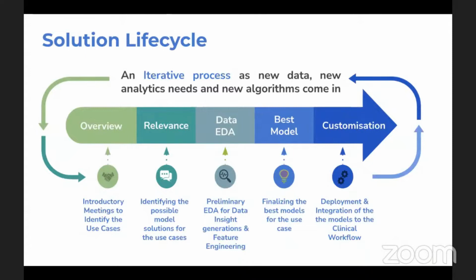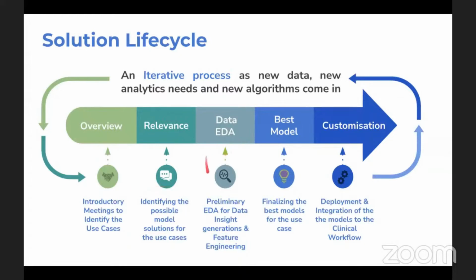So how does a solution life cycle look in clinical informatics? Suppose I work with clients where customers can come with their data or their requirements. There will be an introduction meeting for the use cases, followed by identification of possible model solutions for the use cases.